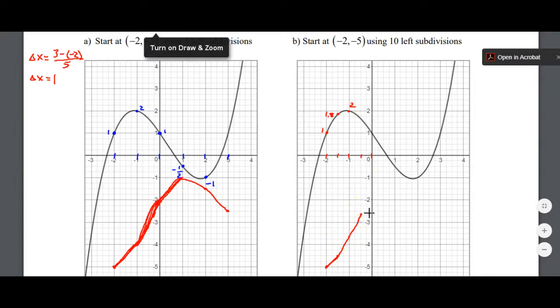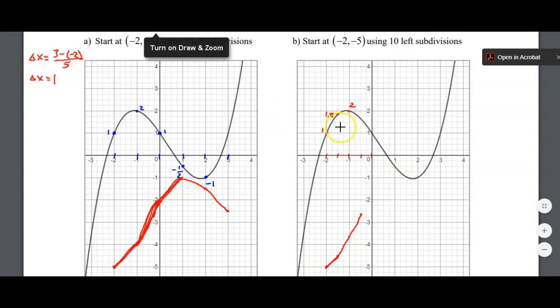Or actually -2.7, something like that, 6 or 7. And then you can keep going that way. So you can tell the curve is pretty similar to what this one was doing. You're just going to get a more accurate drawing as you go.